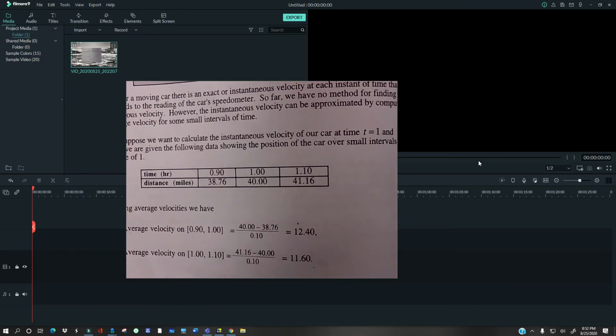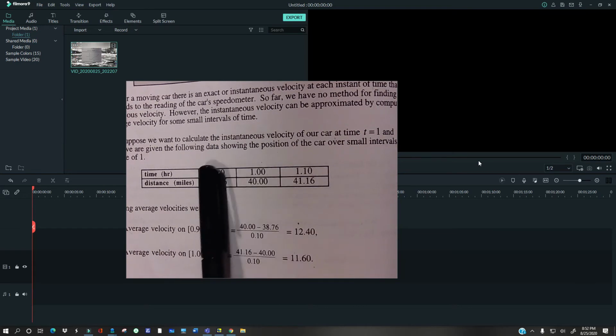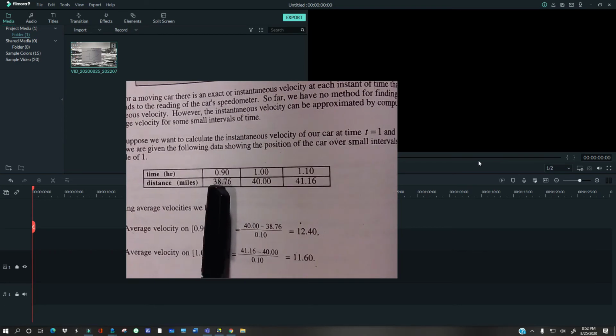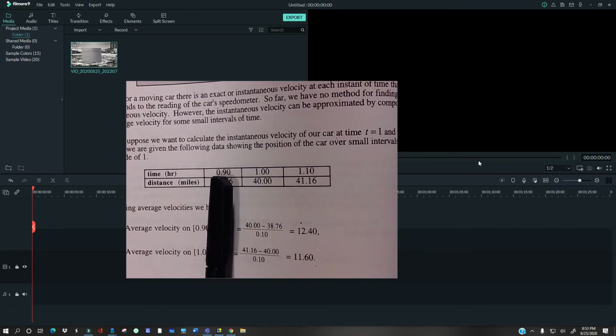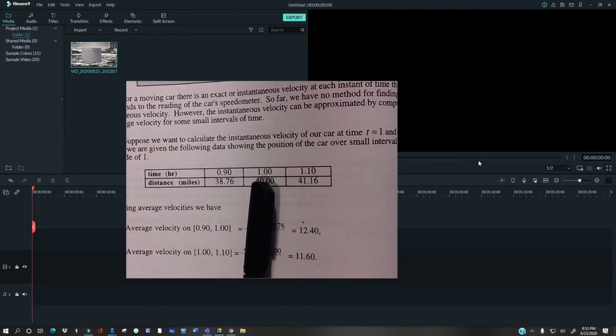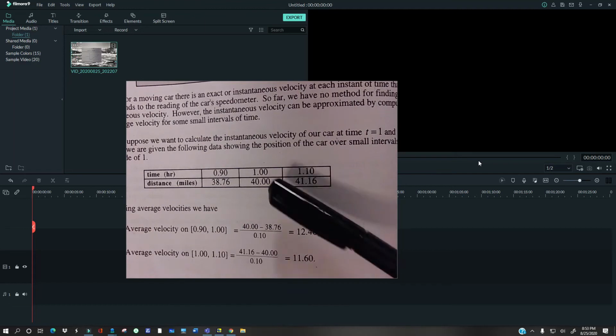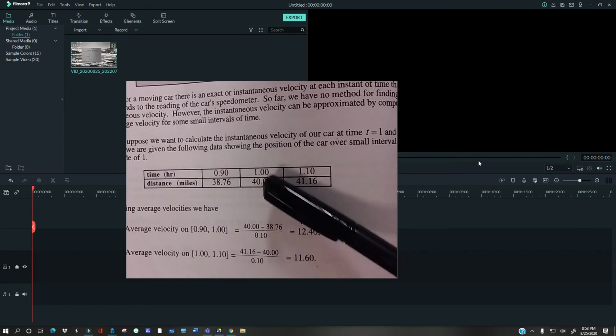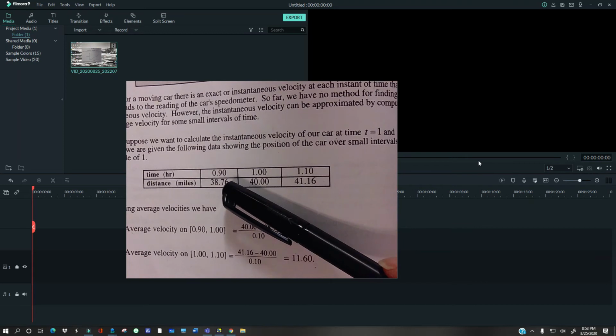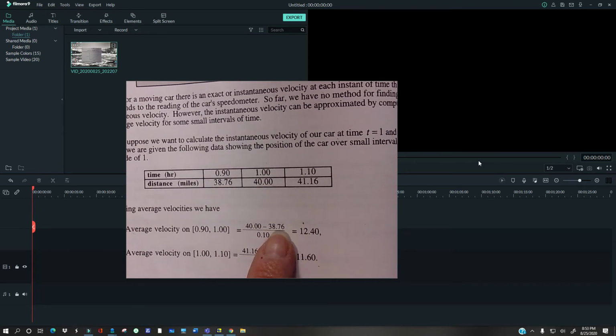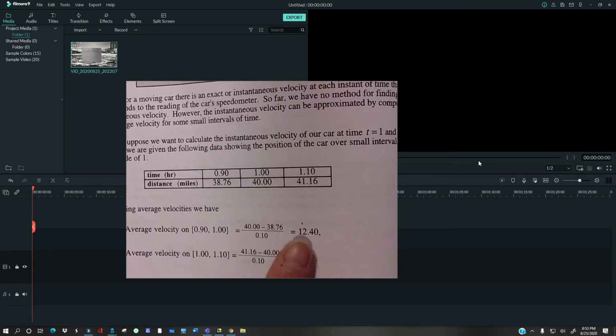So I have a table of values now. And I might want to, well, I'll just use this example because it's right here and I don't have to write it. If we want the average velocity from 0.9 to 1, that's this interval right here. My left endpoint of my interval is 0.9. Remember, time is the x direction, right? And it goes to 1. So I could do f of 1, which is 40, minus f of 0.9, which is 38.76, divided by the change in x, and we get 12.4.